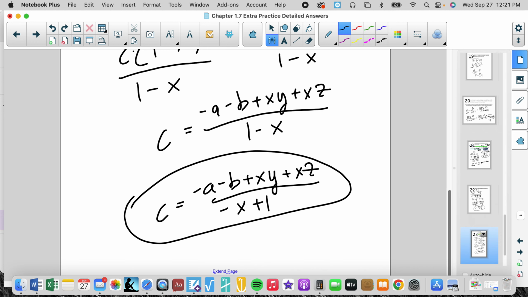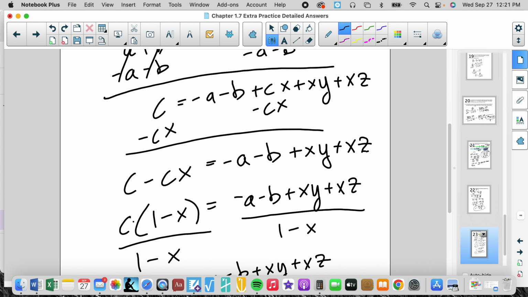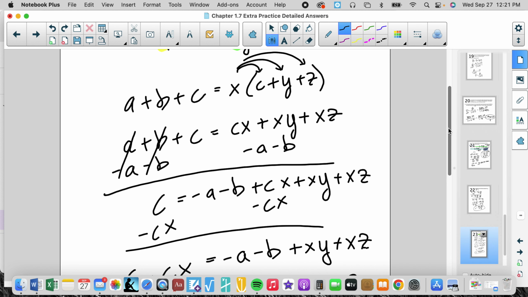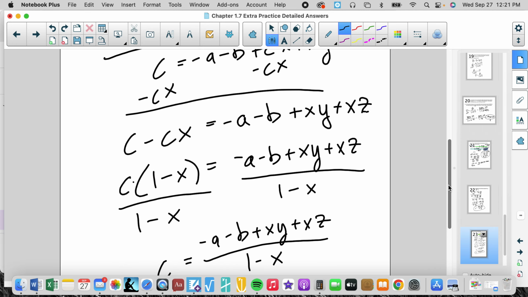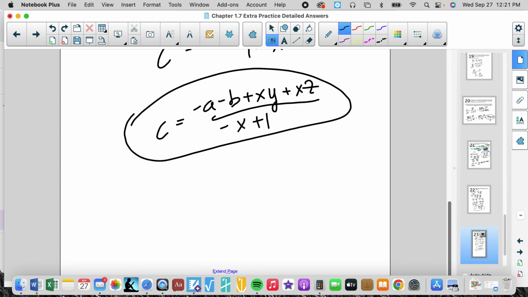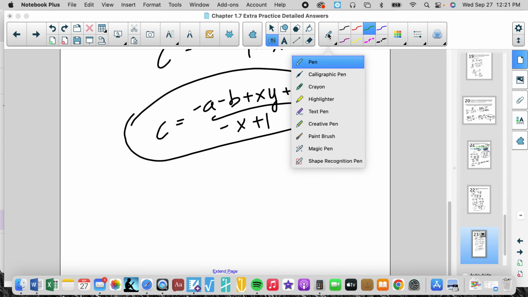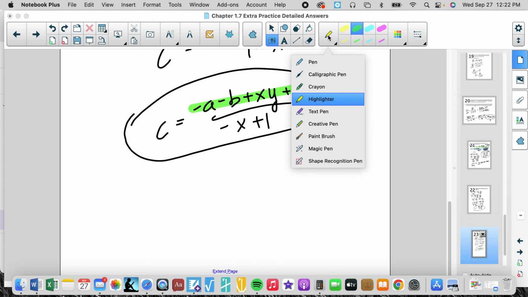Did I make a mistake somewhere? Uh-oh, let's see. I feel like I made a mistake. Or at least it looks like I made a mistake in my other problem. A plus b. Oh, look at you. Okay, so here's a tricky thing. All right, so oftentimes math doesn't like your first term to be negative, and it happens to be negative on both of those. So we can factor a negative out of the numerator. We can take a negative from each of those.